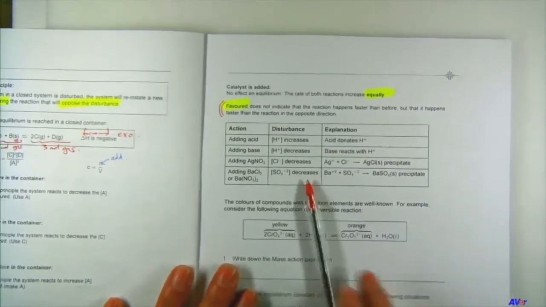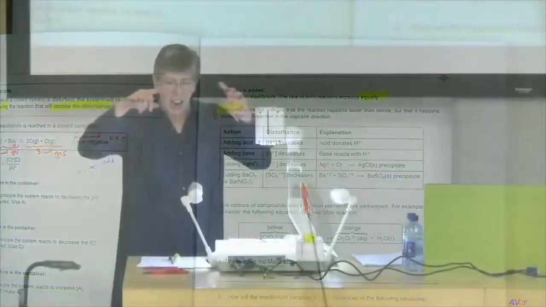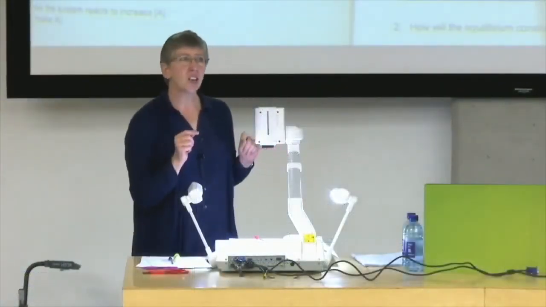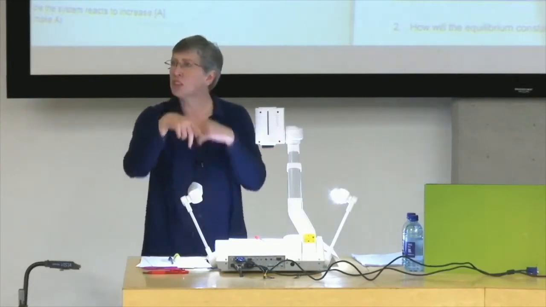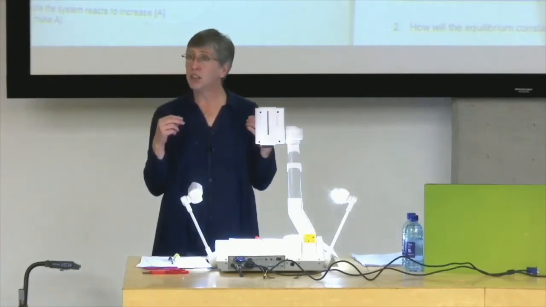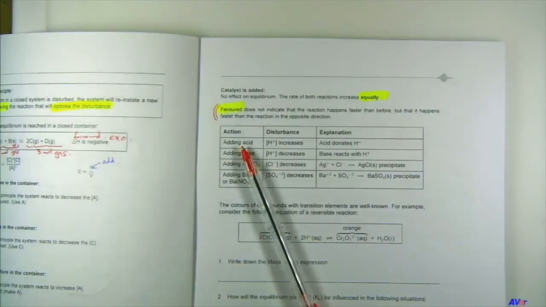Here, how do they make my question more difficult? They make my question more difficult by not being straightforward with me. If my reaction had an H plus in there and they told you, I increase the H plus, then it's easy. You say the system wants to decrease it and so on, and you go on. But what are they going to say to you to make it one step more difficult? They're going to tell you they're adding an acid. So now you have to know, what is an acid? Give me a definition for an acid.